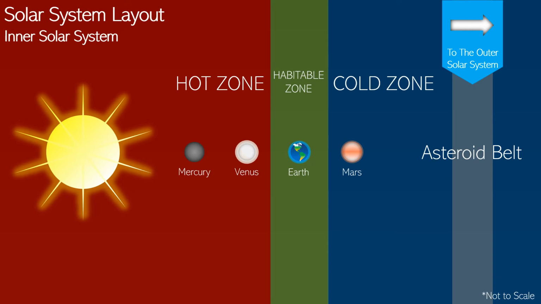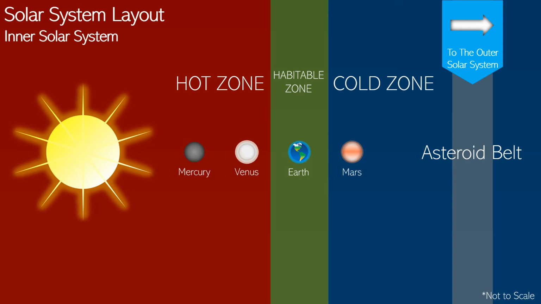Lastly, we have the habitable zone, or the Goldilocks zone. This zone is located in between the cold and hot zones. The habitable zone can sustain liquid water and thus can sustain life. The only planet in this zone is the Earth. Remember this zone as it will be mentioned in future episodes.